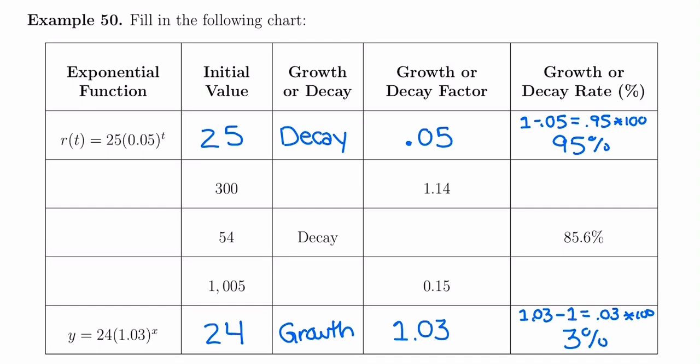So every time we multiplied by 0.05, we were losing 95%. But every time we multiply by 1.03, we're getting 3% bigger.